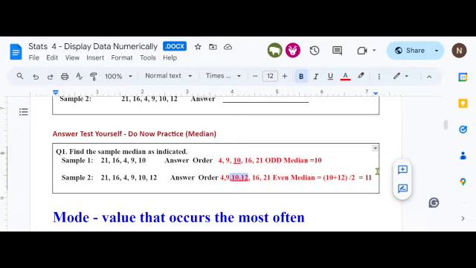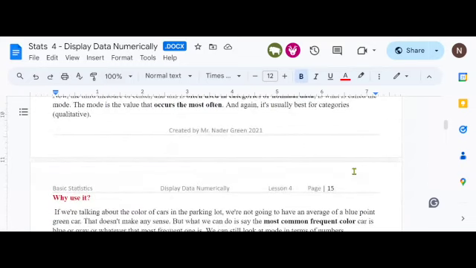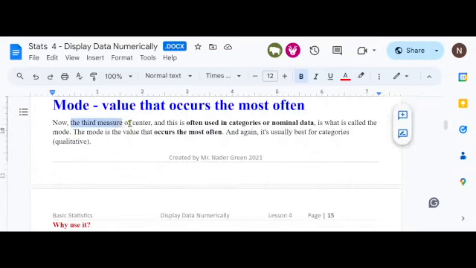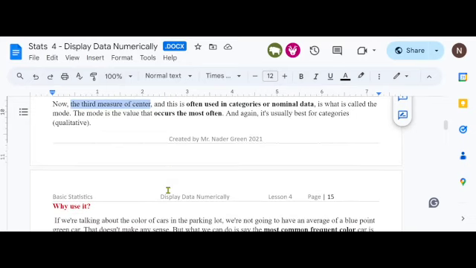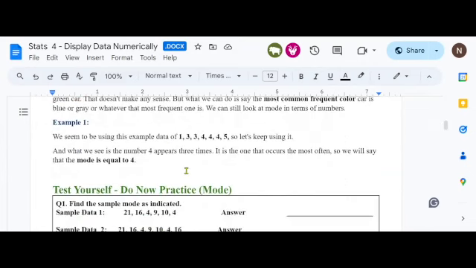Now we'll go for mode. Mode is the most repeated number, okay? That's called the third measurement of center, and this is often used in categories or nominal data. All right, let's move on. We have an example here: 1, 3, 3, 4, 4, 4, 5. Same numbers, right? What is the mode here? 4. Why? Because 4 is repeated 3 times.